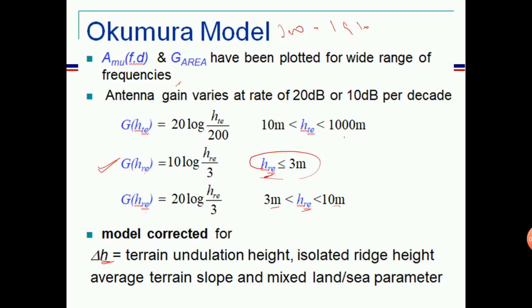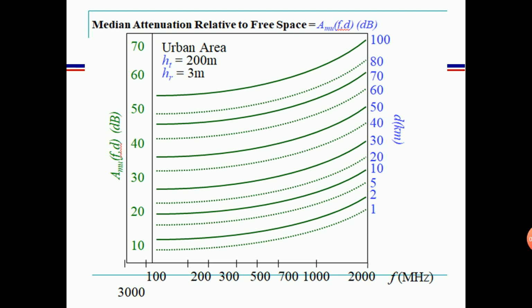And del H is the terrain undulation height, isolated ridge height, average terrain slope, and mixed land-sea parameters. So from this graph we can calculate the attenuation relative to free space.